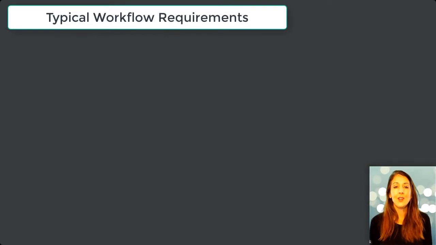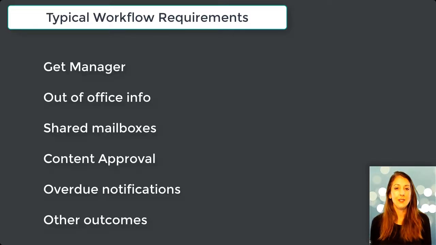All right, so let's talk about some common typical workflow requirements that you're going to want to use Flow for that request sign-off is not going to accommodate. The first one is automatically getting the manager of someone. Knowing when someone's out of office when we send them an email or send them an approval flow.